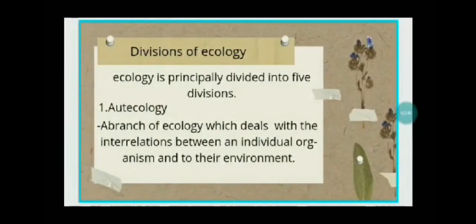The next is divisions of ecology. Ecology is principally divided into 5 divisions. First, autecology. Autecology is the study of individual organisms. The approach originally focused on the adaptiveness of an organism's physiology to the environment, but has since been expanded to include the study of the distribution and dynamics of populations.